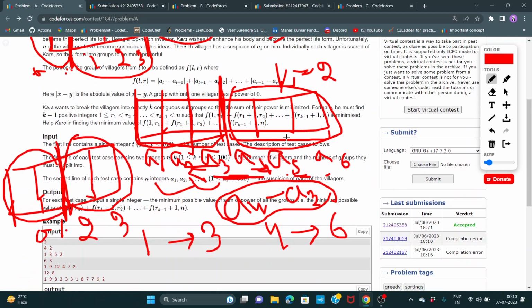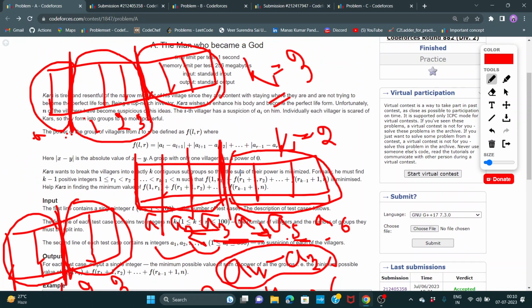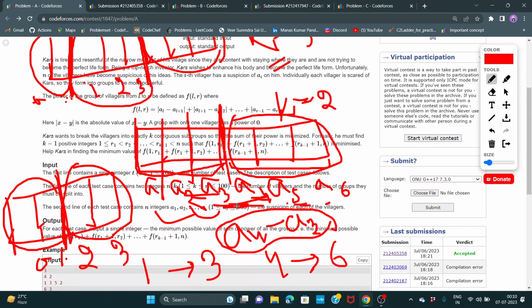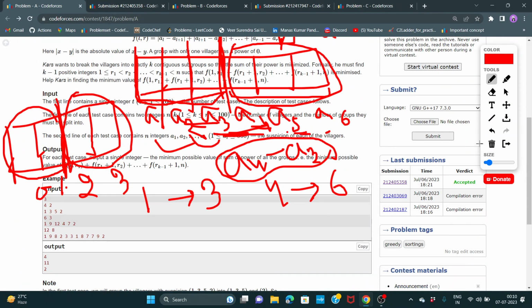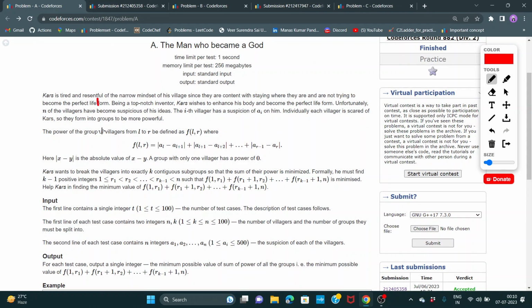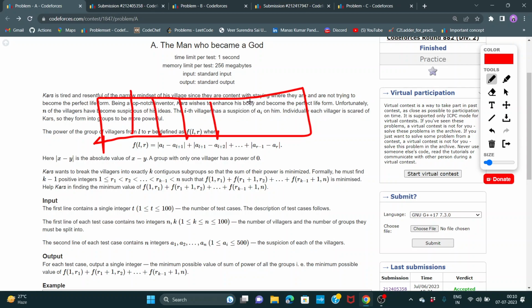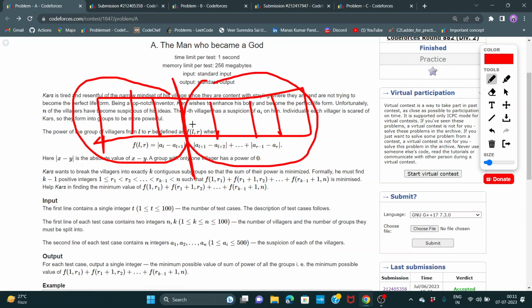Now by observing these things, let me write more clearly. If I put a line on this portion, I am considering this as one group and this as another group, and I am ignoring the difference between these two elements.